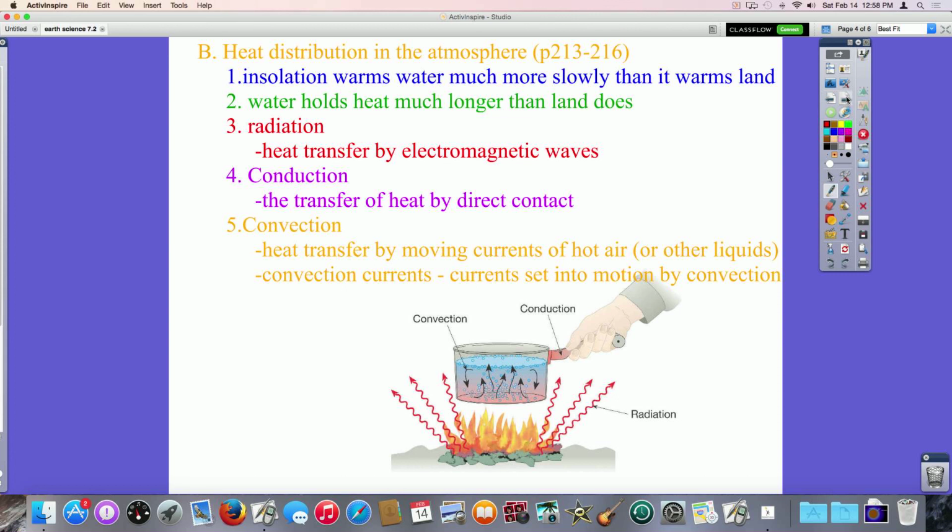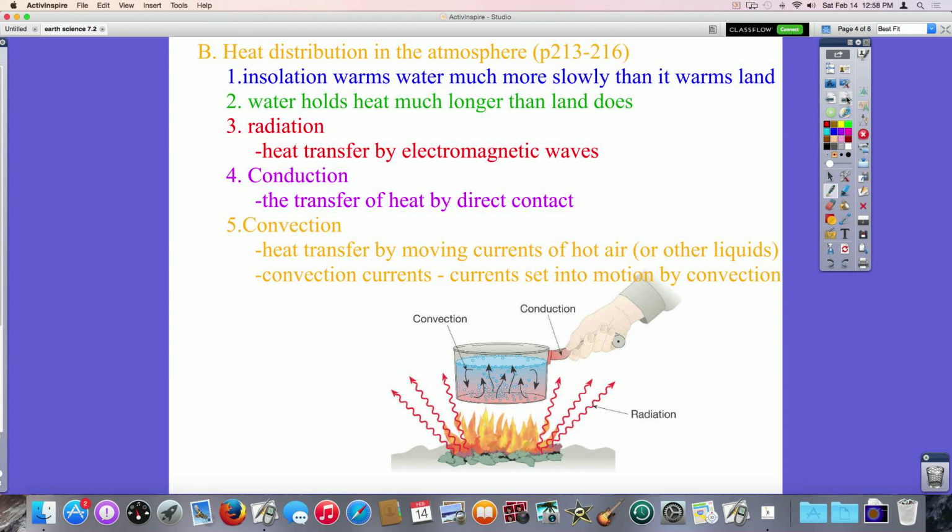Insulation warms water much more slowly than it warms land, and water also holds heat much longer than land does. So we can get some of these other ways of transferring heat here. Radiation, we mentioned before, is heat transference by electromagnetic waves. Conduction is heat transfer by direct contact. When this hand touches that hot handle and feels that heat, that's conduction. Convection is heat transfer by moving currents of hot air or other liquids.